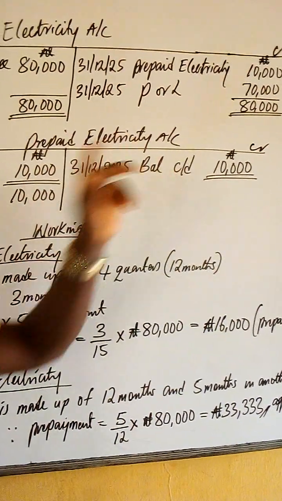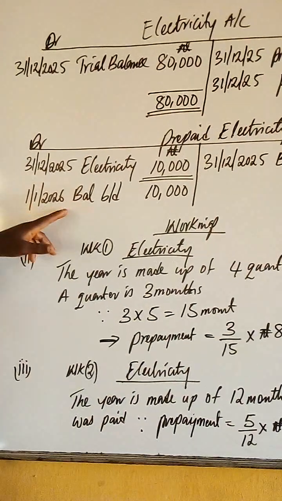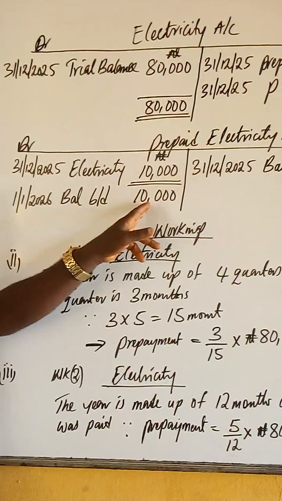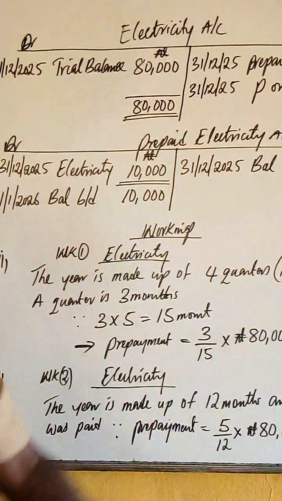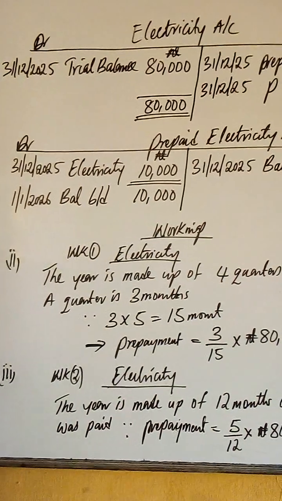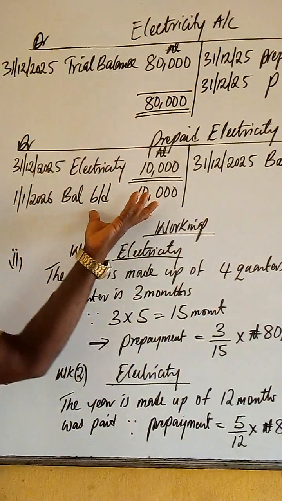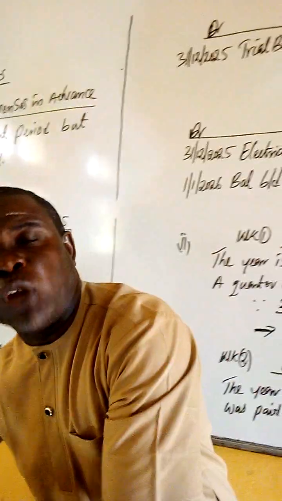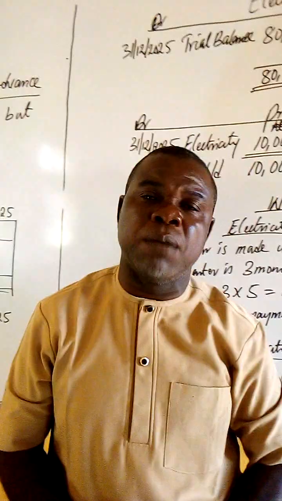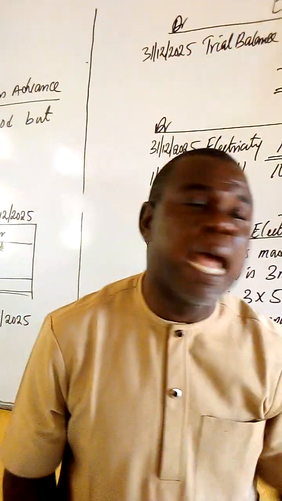Then anywhere there's a carry down, there must be a brought down. Now say on the 1st of January 2026, balance brought down is 10,000, meaning the prepaid expense will be carried forward for the next year, which is 2026. So that is how to handle it. So as you prepare your adjusted trial balance, the adjustment will appear in the adjusted trial balance showing 10,000 as a prepayment for the next year.